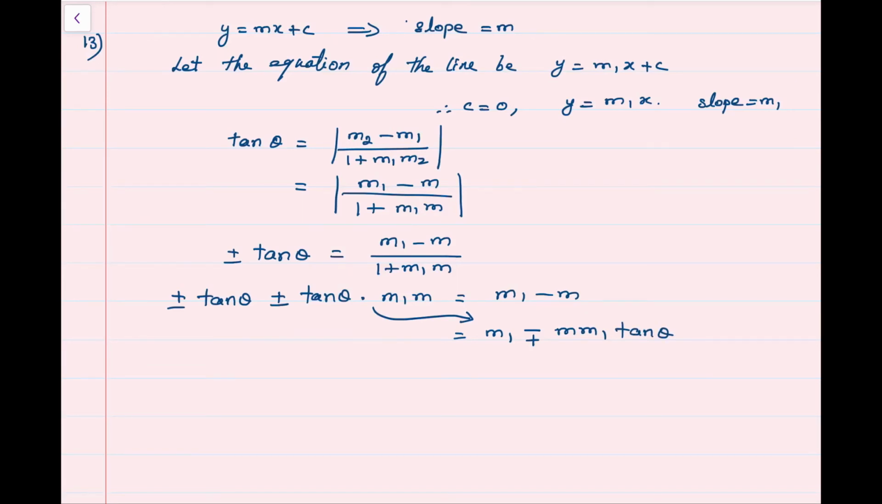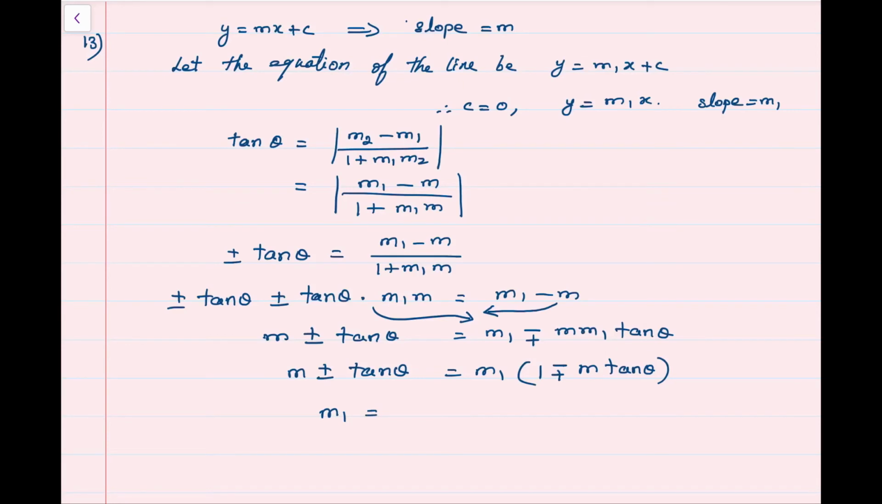And on the left hand side, we have plus or minus tan theta, and we will take this minus m term to the left hand side, it becomes plus m. m1 is common here, we get m1 times (1 minus or plus m tan theta) equal to m plus or minus tan theta, from which we can find m1, which is (m plus or minus tan theta) divided by (1 minus or plus m tan theta).